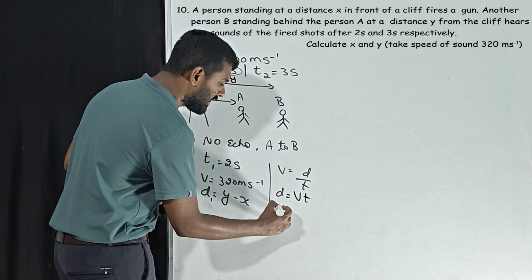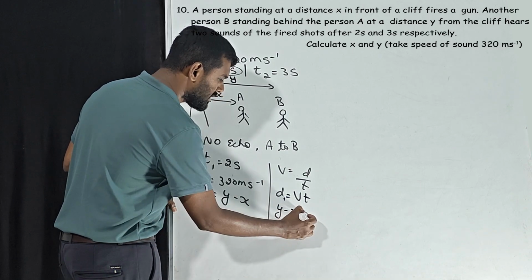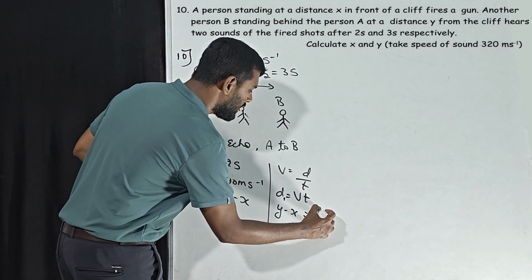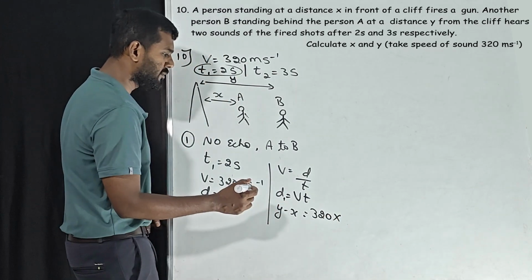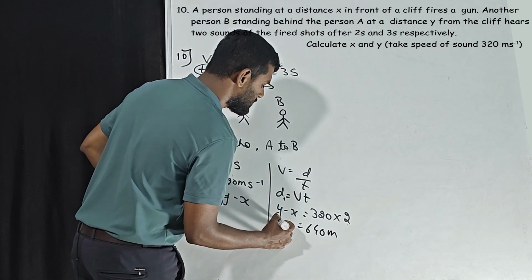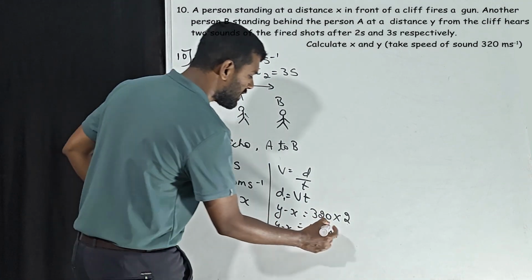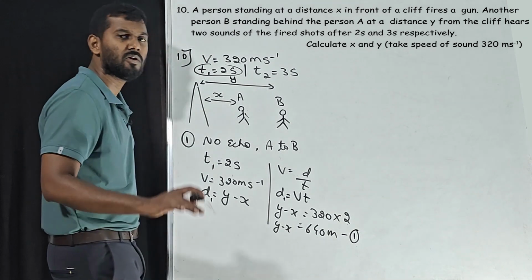What is the distance? That is d, this is d1, right? Y minus x is equal to v, that is 320, into time, that is 2. So this will be 640 meters. Y minus x is equal to 640 meters. This is an equation, right? So write it as equation 1.